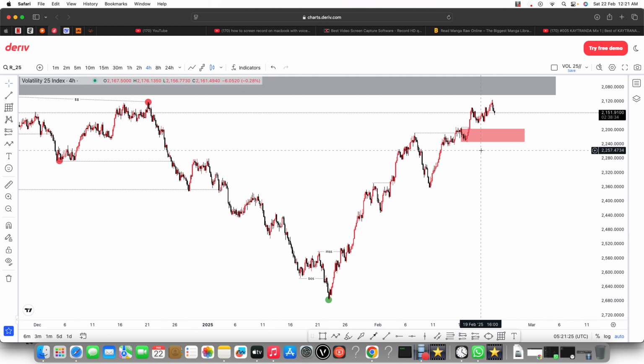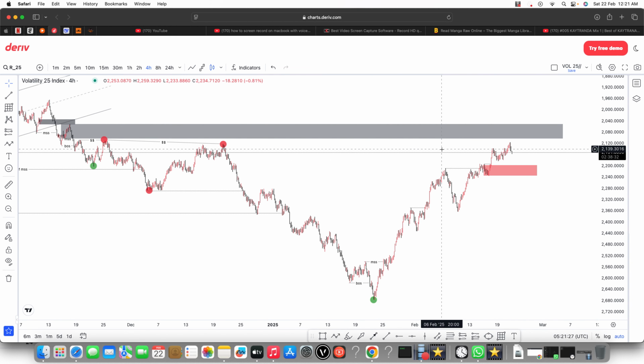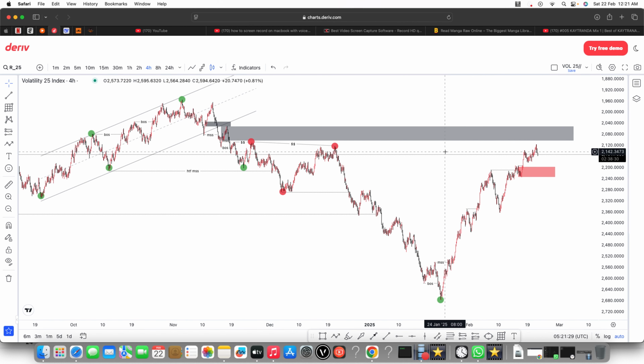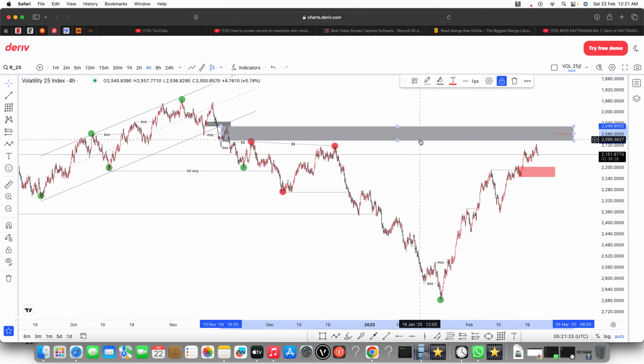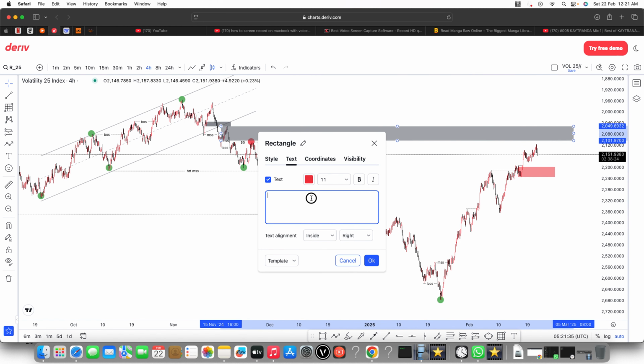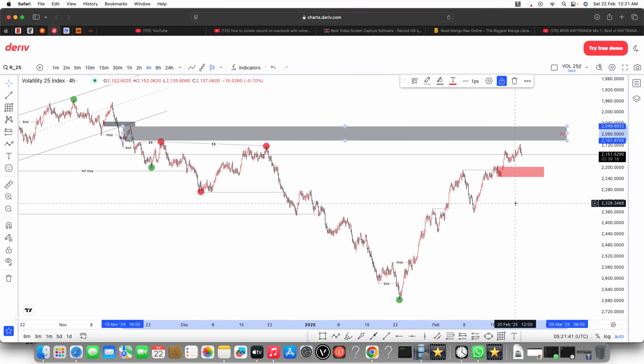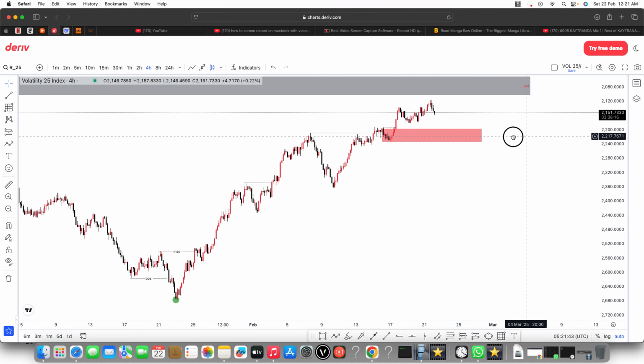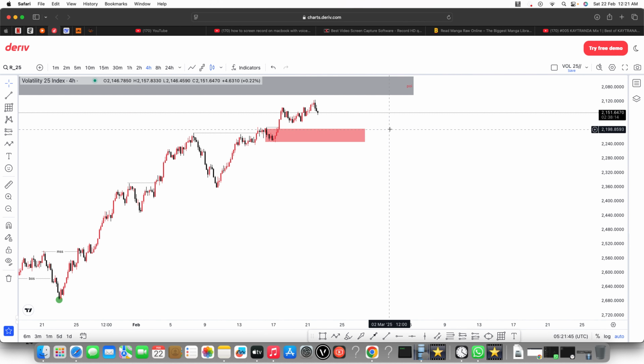For Volatility 25, this is our focus. We will be looking to see what the market does once it arrives at this point of interest that we have here lying in wait, POI. And once we see what it does between this coming week to next week, we will know what to decide and how we will take our entries into this specific pair.